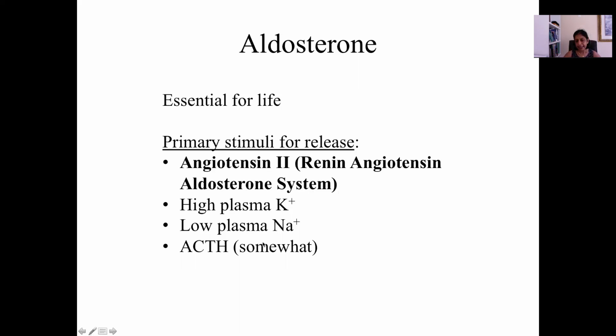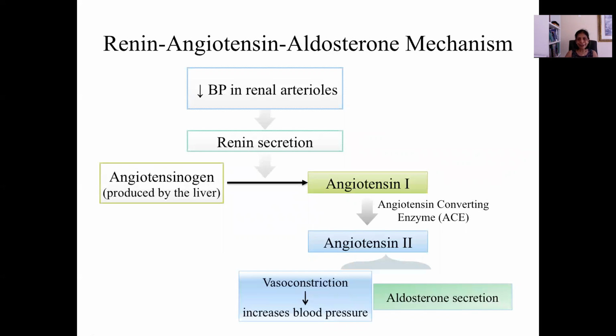Other stimulants, not as strong as angiotensin-2, that trigger the secretion of aldosterone are high levels of potassium ion in the blood, low levels of sodium ion in the blood, or ACTH. This is an anterior pituitary hormone that is mainly associated with the secretion of cortisol, but slightly with the secretion of aldosterone.